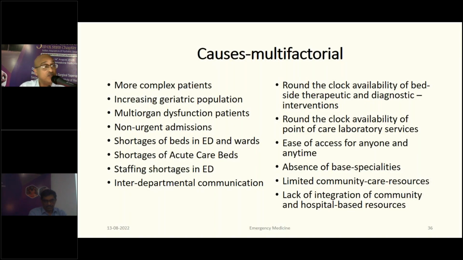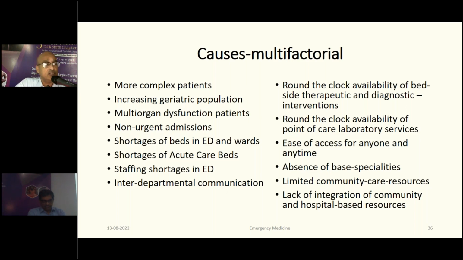The causes are multifactorial. More complex patients, we are a super specialty tertiary care center, so we receive more complex patients. There is an increased geriatric population, as was emphasized. More than 30% of them are geriatric. We're receiving multi-organ dysfunction patients. Non-urgent admissions are occupying a fraction. I will not comment on the percentage, but yes, a percentage of them are non-urgent admissions that are occupying our spaces.